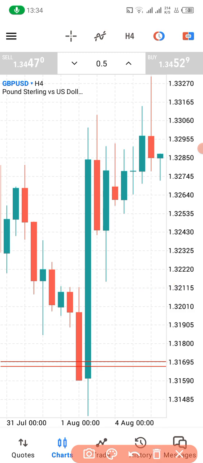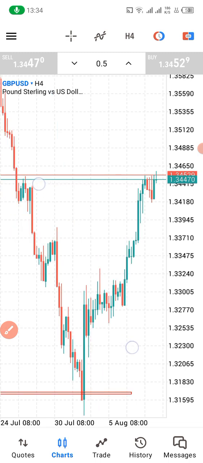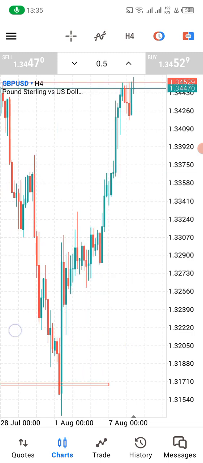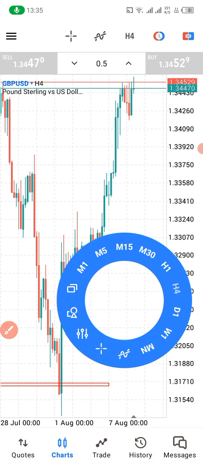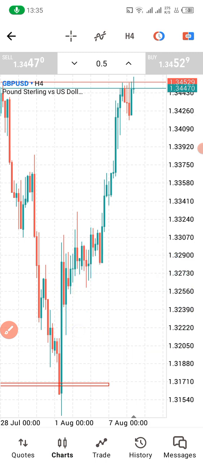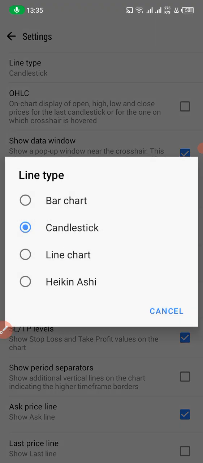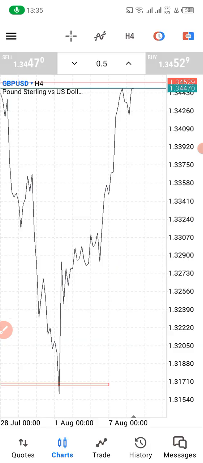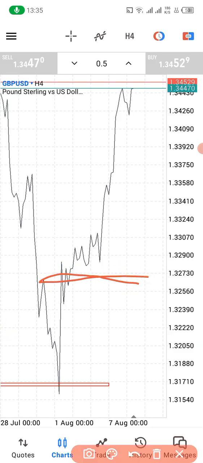But I would prefer this rather. I would prefer this as a proper break of structure. Do you know why? The reason is because if you go to your line charts, it would make more sense to you. Now on your line chart, you can see that this is a proper break of structure at that point there. That is why I took that as a proper break of structure.